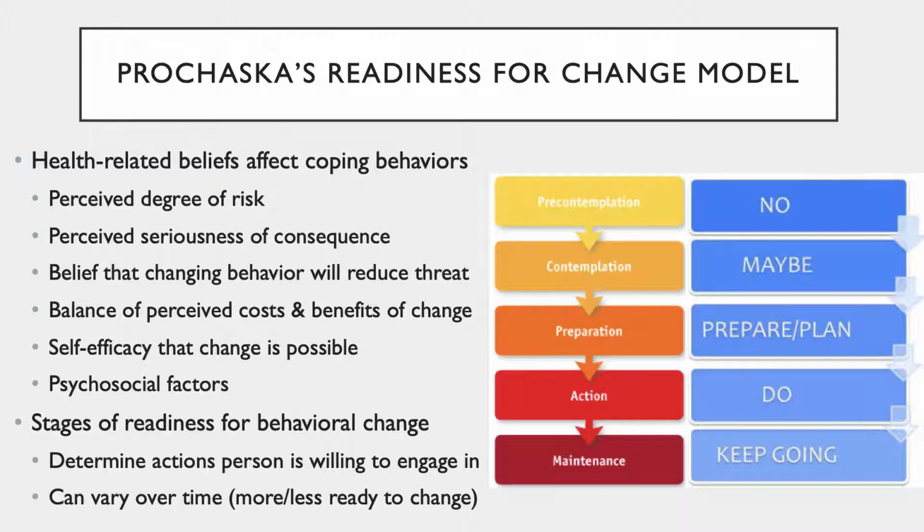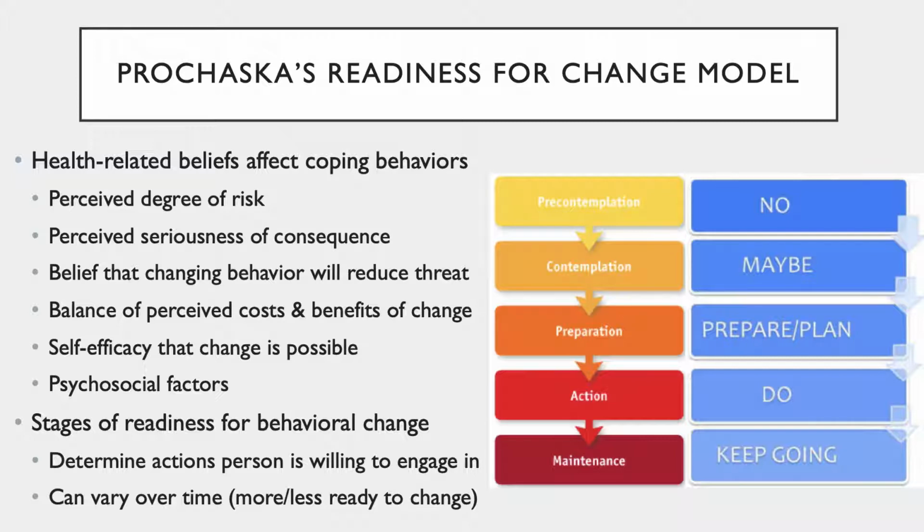For example, if someone recognizes that exercise might be helpful for coping, but are not willing to do it, they are not going to benefit from their knowledge of the effectiveness of that coping response. One major way that individuals can assess readiness for change is through Prochaska's model. Prochaska's model is sometimes referred to as the readiness to change model. It's also referred to as the stages of change model.